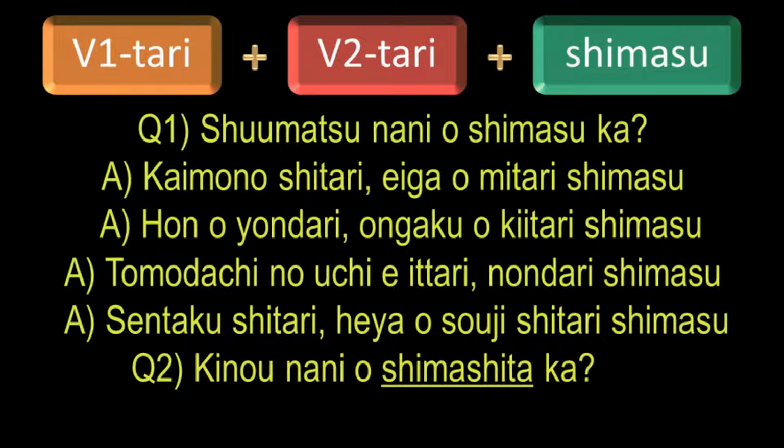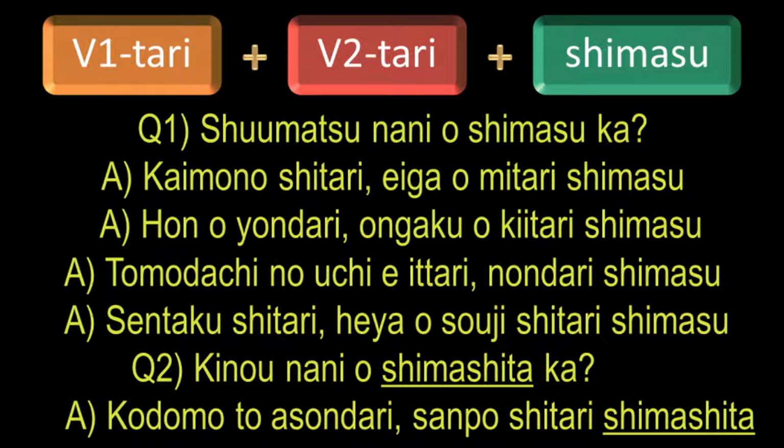Now, if the question in Japanese is kino nani o shimashita ka? Then it translates to what did you do yesterday? So, the answer will be in past tense. And in this case, you have to use the same sentence pattern, but just replace shimasu with shimashita. For example, to say I played with children and took a walk among other things, in Japanese it will be kodomo to asondari, sanpo shitari, shimashita. Here, the word shimashita, which is at the end of the sentence, shows that it is in past tense.